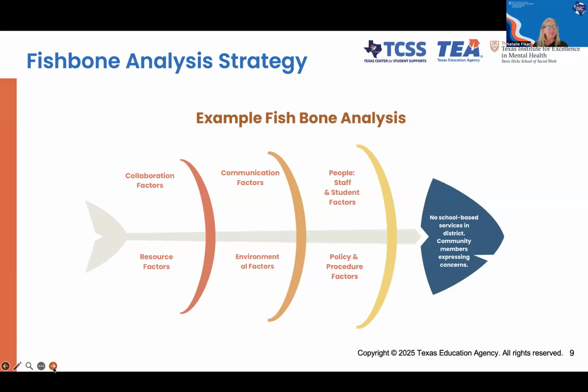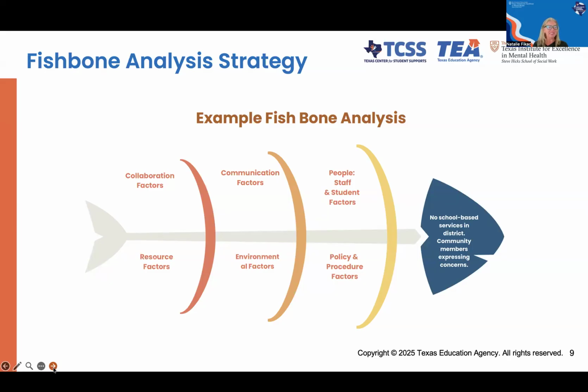Let's take a look at another tool used for root cause analysis. This tool is called the fishbone analysis strategy. The fishbone analysis strategy also takes place during step 2 of the root cause analysis, identifying contributing factors. A fishbone diagram, also known as a cause and effect diagram, is a visual tool used to systematically identify and explore the root causes of a specific problem or effect.